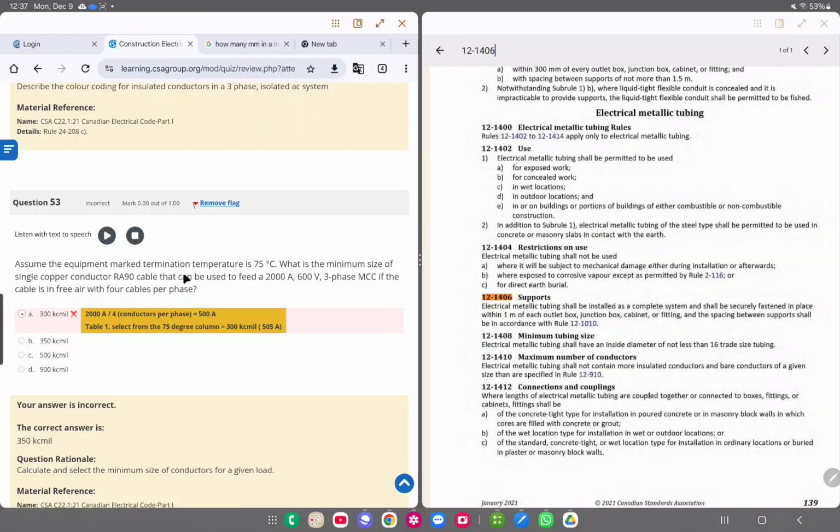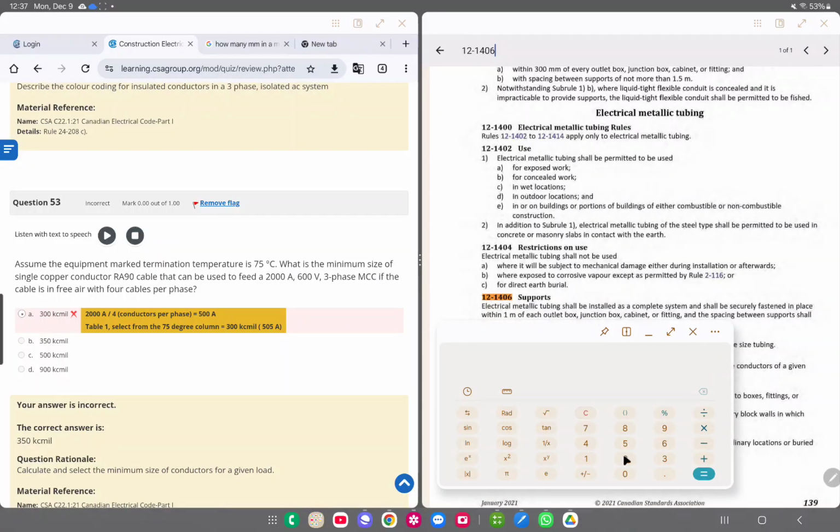Assume the equipment marked termination temp is 75 degrees Celsius. What is the minimum size of single copper conductor RA90 cable that can be used to feed a 2000 amp 600 volt three-phase motor control center if the cables are in free air with 4 cables per phase? So we got 2000 amps. We're going to divide that by 4. You don't need a calculator for that. It's going to be 500. So now that we have 500 amps, assume the equipment marked termination is 75 degrees.